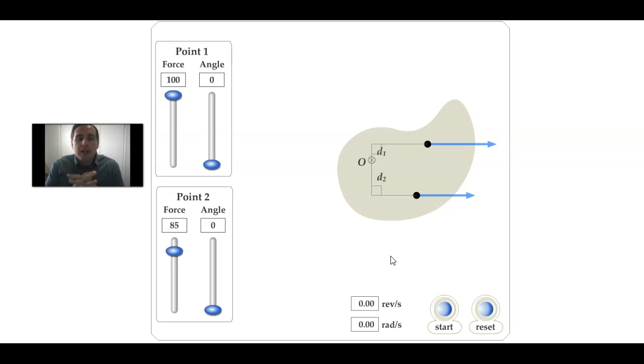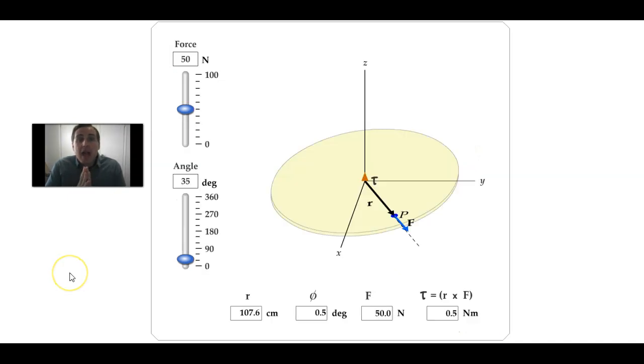Let's examine torque in a more detailed mathematical way now. What I have shown here is a turntable. We're not going to see the motion of the turntable here, but we're going to be able to examine the numerical values by changing the angle and changing the force impinging upon this point.